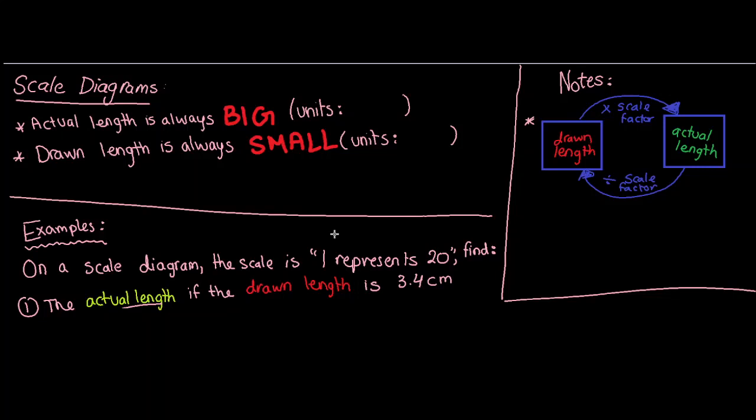And so you need to use the drawn length that is much smaller, and it helps you represent the actual length. So in this case, we can say that the drawn length is always small and it is represented in small units such as millimeters or even centimeters, whereas the actual length, the length of a large object, is usually big and it's represented in units of meters and maybe even kilometers for very big objects.